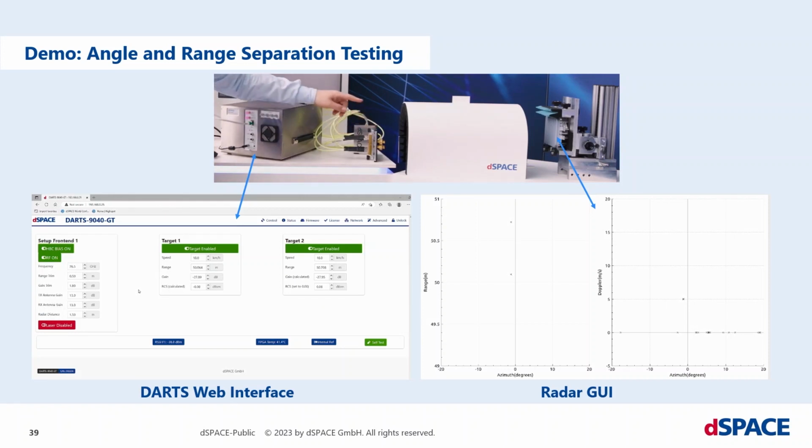As you can see, we are now simulating two targets with exactly the same azimuth angle and Doppler, and only a difference in the range. And now we can do basically the same as before. By decreasing the range of the farther away target, at a specific point the two detections merge into one single detection. This is then the range resolution of the radar sensor.